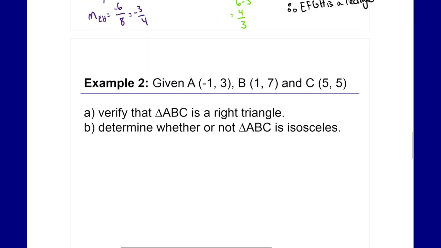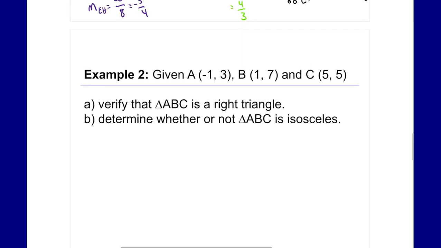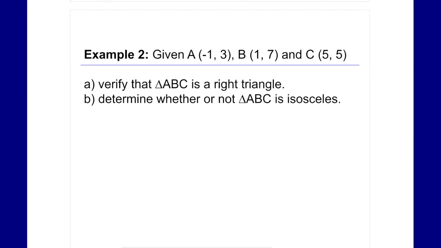Given points A, B, and C, A being negative 1, 3, B being 1, 7, and C being 5, 5, we want to verify that it is a right angle triangle and then determine whether or not it is isosceles. So the first thing we need to do is label or plot our points. Again, I'm just going to roughly plot where they should go.